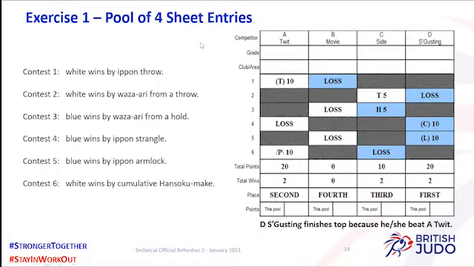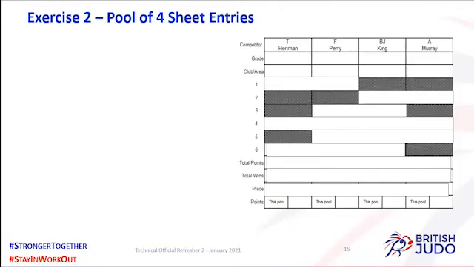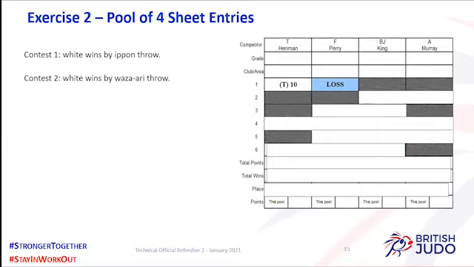So, okay. We've got some different characters, and you might recognize them as really not judo players, but tennis players maybe. So white wins by ippon throw. Pretty straightforward. White wins by a wazari throw. Again, pretty straightforward. Blue wins by a shido in golden score.